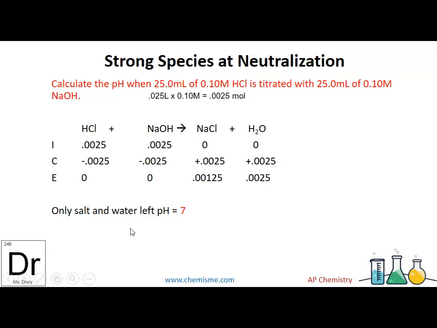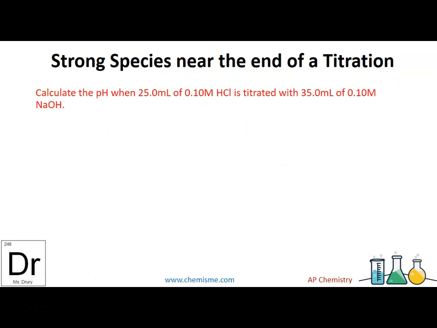So using some rules from before, right? That was a nice, easy one. We're going to do one more, and guess what you think it will be at the end of the titration, where you have too much base. So calculate the pH when 25 milliliters of the 0.1 molar hydrochloric acid, which if we multiply, we'll get the moles of the acid, is titrated with 35 milliliters of the base.